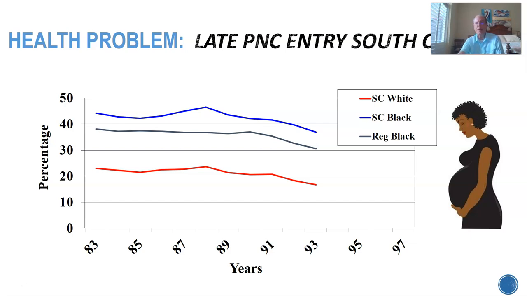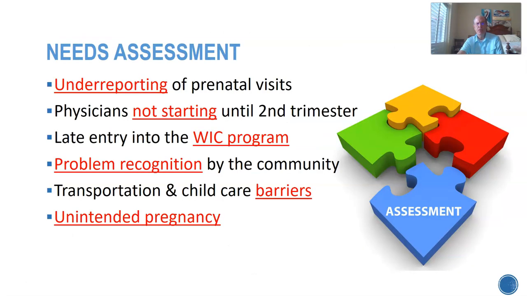I want you to know this was back in the 90s, and we continue to try to find ways to address this disparity. When we did our assessment, we basically found there were 6 major drivers of the women coming in late and the disparities that we had. First, we were underreporting prenatal visits. By that, what we mean is that physicians were not getting their prenatal visits into the hospital so the hospitals could count those to be reported.